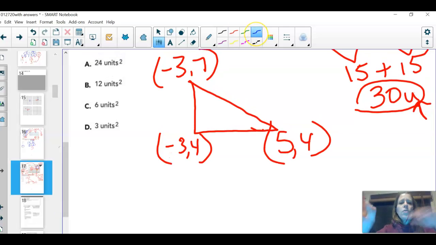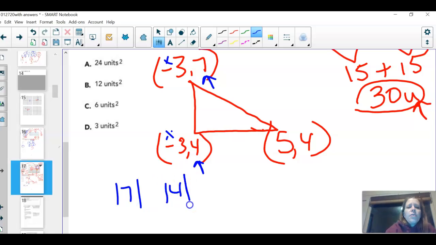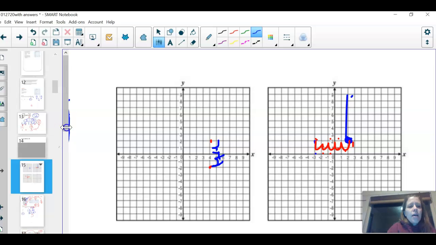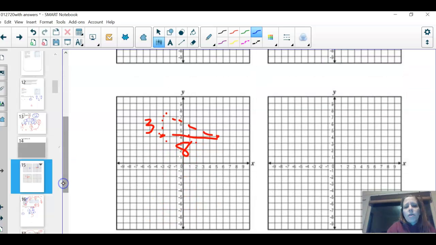Okay, so yo tengo que buscar estos números. Yo tengo negativo 3, negativo 3. I see I have negative 3, negative 3. So I'm going to look at the 7 and the 4. I'm going to find their absolute value. Yo voy a encontrar el valor absoluto otra vez. And I have 7 and 4. Because they're both positive, porque los dos números son positivos, I'm going to subtract, and that's going to give me 3, which is the same answer that I got when I counted. Esa es la misma respuesta cuando yo estaba contando.